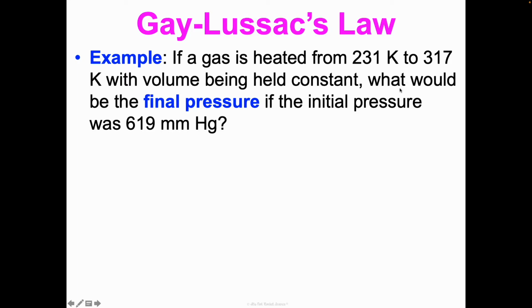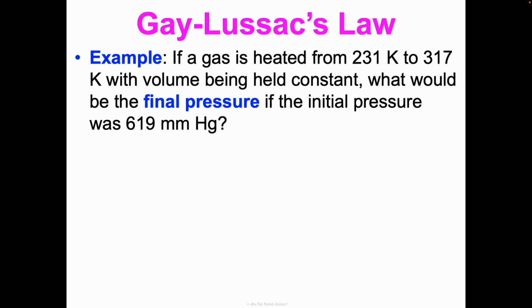All right, let's do a practice problem. Example: if a gas is heated from 231 Kelvin to 317 Kelvin with volume being held constant, what would be the final pressure if the initial pressure was 619 millimeters of mercury?